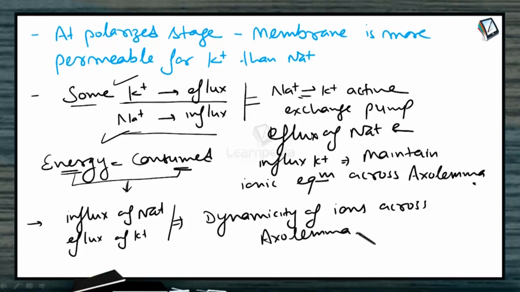One more thing, at polarized stage, membrane is more permeable for potassium than sodium, and now we'll see in the depolarization state, membrane gets more permeable for sodium. So simply we can say impulse conduction is basically based on differential permeability of membrane for ions. As I had said, at resting stage it is more permeable for potassium than sodium, and during depolarization permeability gets increased for sodium. Now see the three diagrams here.